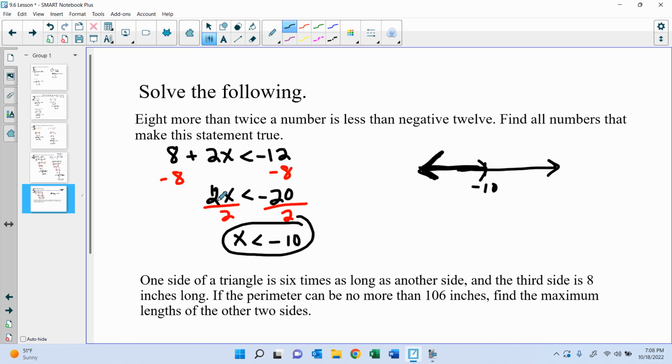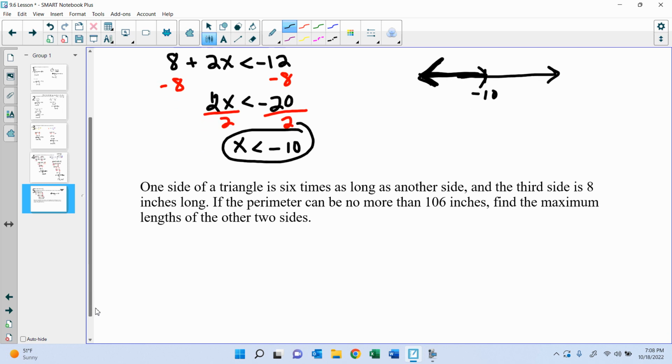All right, one last problem and then that's it for this lesson.